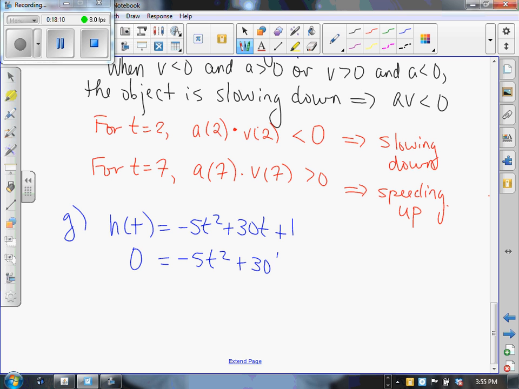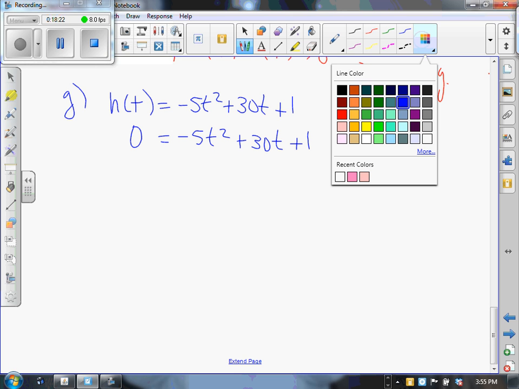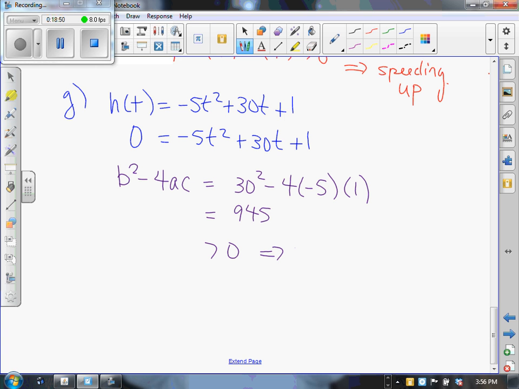The unfortunate part is we really don't have tremendously nice values. So we will most likely have to use the quadratic formula to solve this problem. We can quickly look at the value of the discriminant just to be sure of the nature and number of roots. So b squared would be 30 squared minus 4 times a times c. And we can quickly see that that value will be positive. In fact, it would be 945. So that implies 2 real roots.